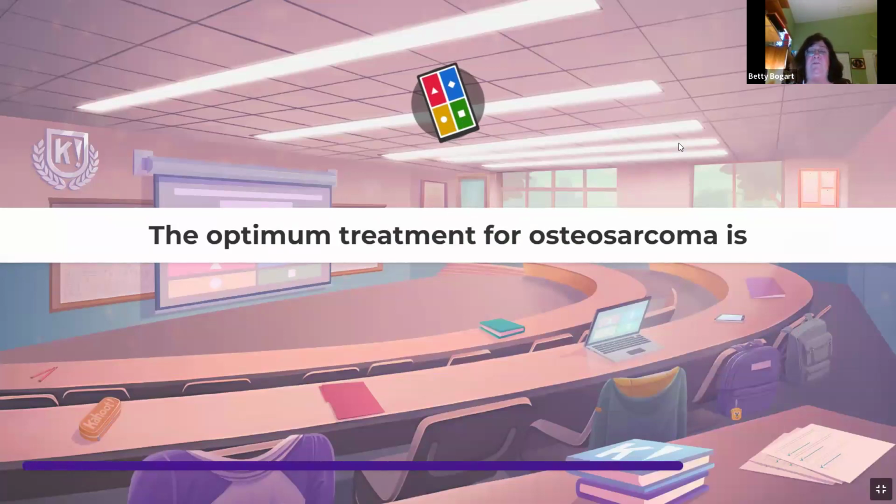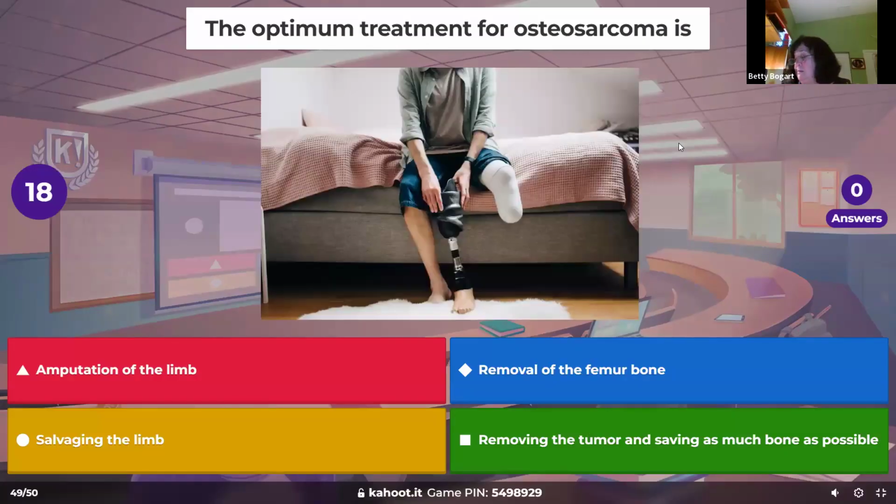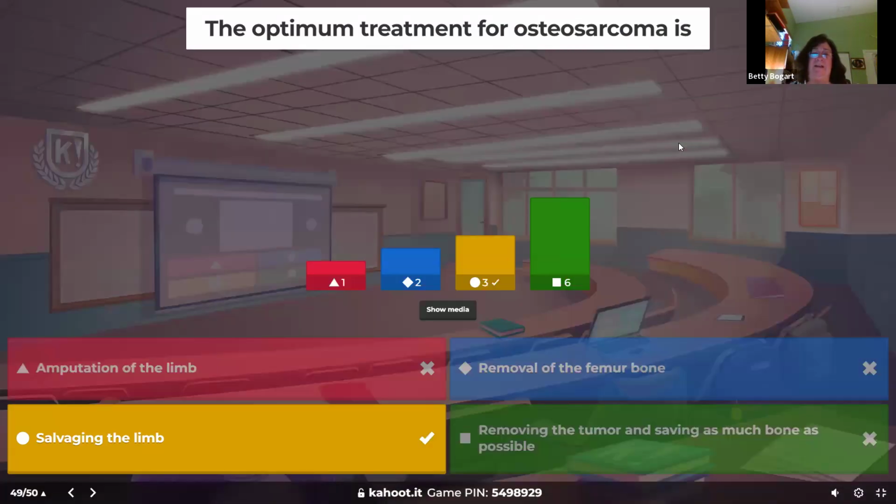The optimum treatment for osteosarcoma is what? So we're taking out that femur bone. What is the optimum? And that's trying to salvage the limb. We do not save a bone. The whole femur bone is taken out because anywhere in that bone now has cancer in it. So they take out the upper half of the leg and they take the bottom and put it up. Salvage the limb. Optimum.